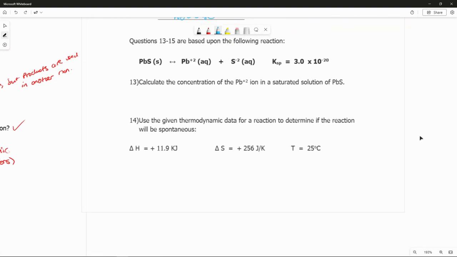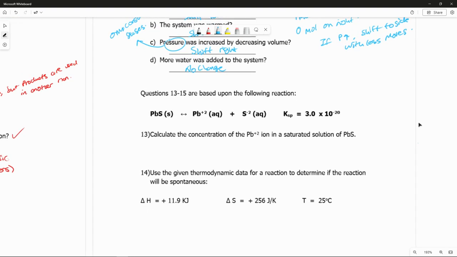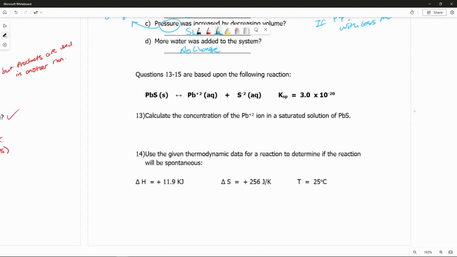All right, let's try questions 13 through 15. We do not have a question 15, but let's try 13. We are calculating the concentration of the Pb2+ ion in a saturated solution of PbS. We are given the KSP, the solubility constant.